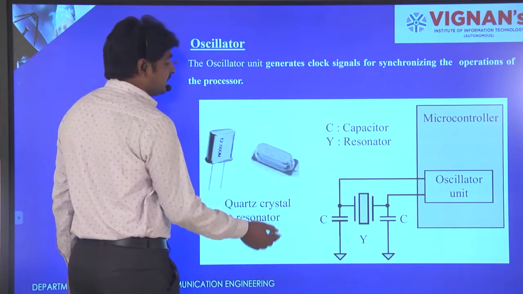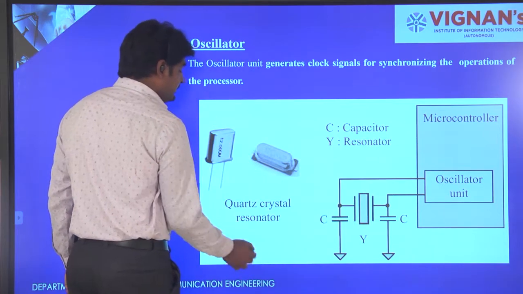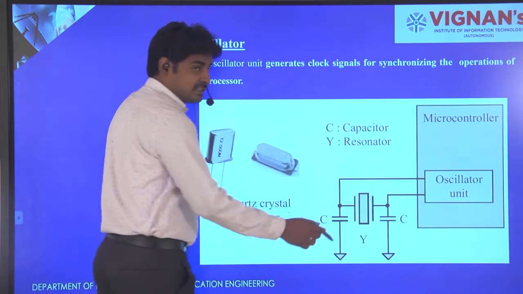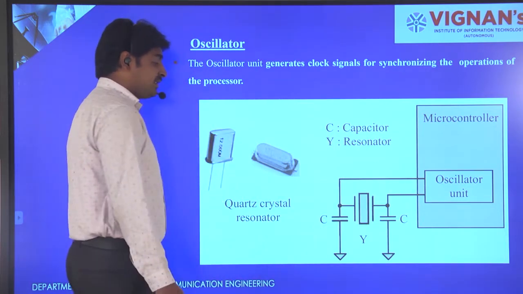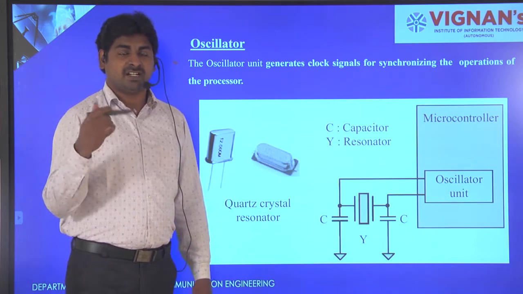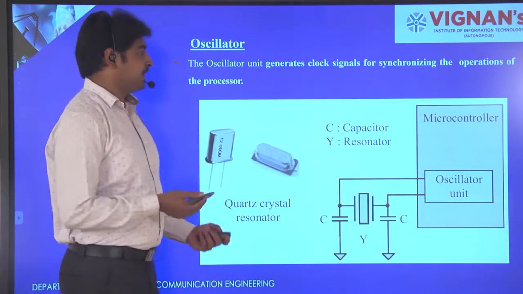Now see, this is the diagram for the oscillator. Here is the oscillator, which is a quartz crystal resonator. So whenever a supply is given to this quartz crystal resonator, that particular resonator will vibrate, and it will generate the required clock signal for the embedded system to operate.